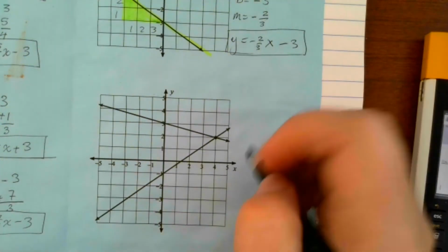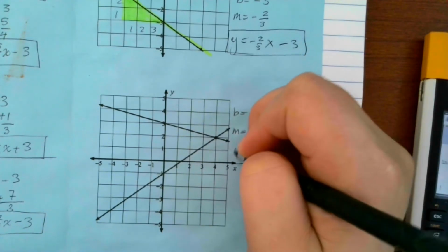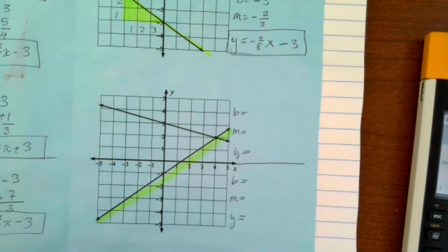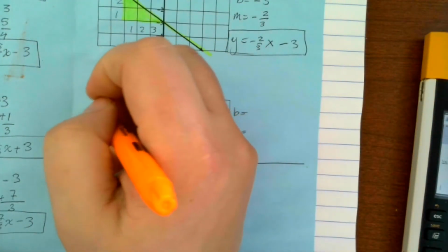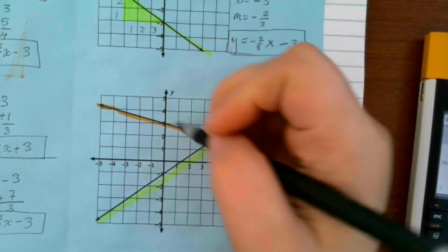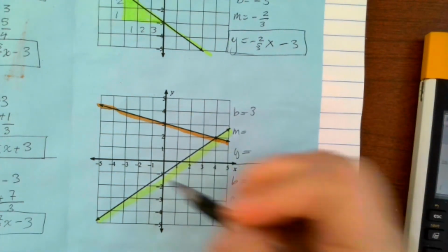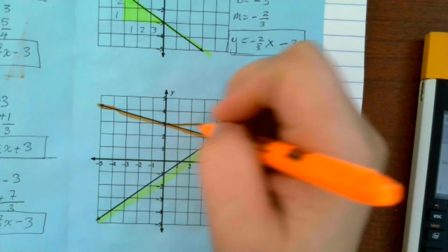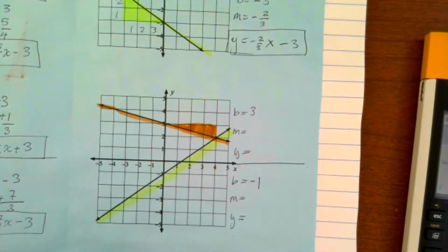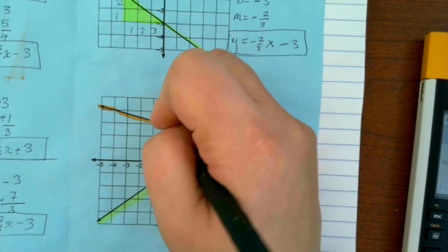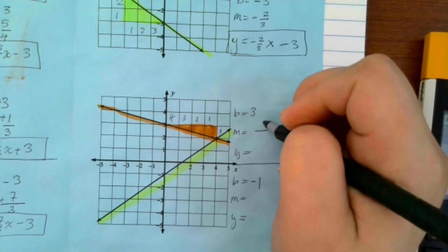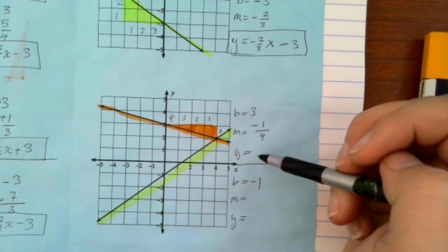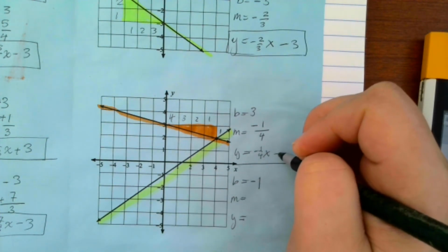Last one, I bet you could do it by yourself. B equals, M equals, Y equals. Y-intercept is 3. Y-intercept on the yellow one is -1. Slope, ooh, that's ugly. I'm gonna go this way. I just draw my triangle whatever way it's not gonna interfere with the other line. So I'm getting 1 here, 1, 2, 3, 4. Rise of 1, run of 4, and it's negative because it's going downhill from left to right. Y equals -1 over 4x plus 3.